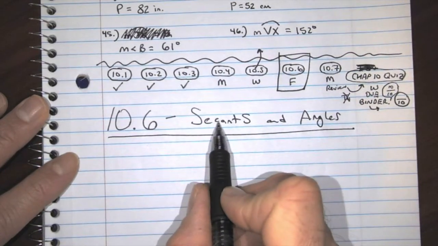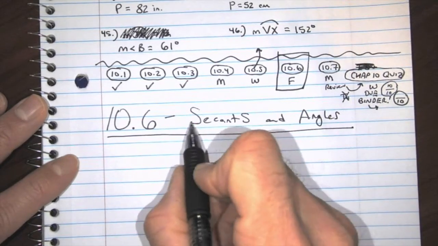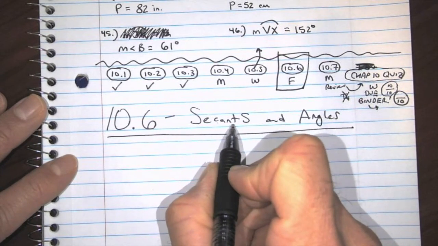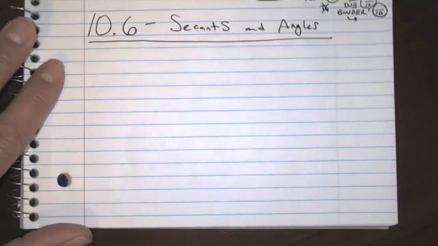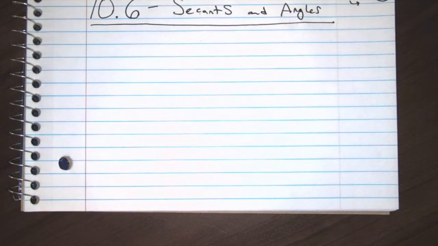Secants. S-E-C. That's a C. That's an E. S-E-C-A-N-T-S. Secants and angles. Now, what is a secant, Mr. Kosal? What is a secant? Well, I haven't really taught you what a secant is, not until now.